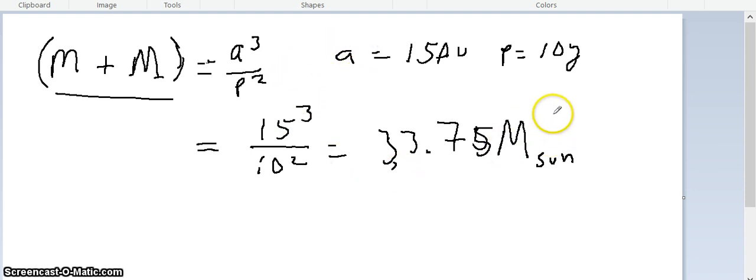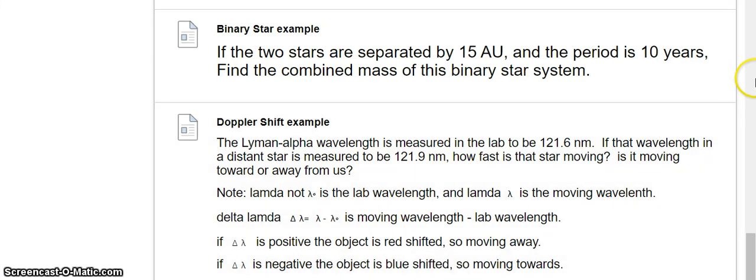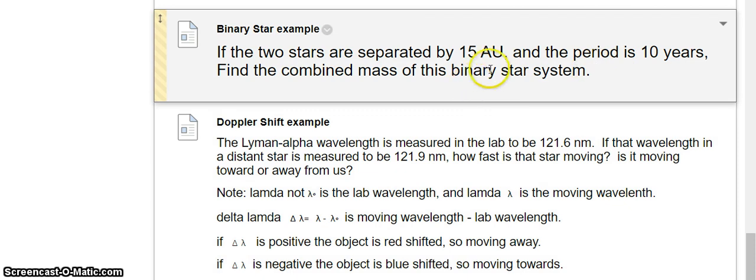So let's do the other one, which is the Doppler shift. All right, so here's the other problem. It says the Lyman alpha line, that's a particular wavelength, that's all that's important about that, is 121.6 nanometers. If that wavelength in a distant star is measured to be 121.9 nanometers, how fast is the star moving, and is it moving towards or away from us?